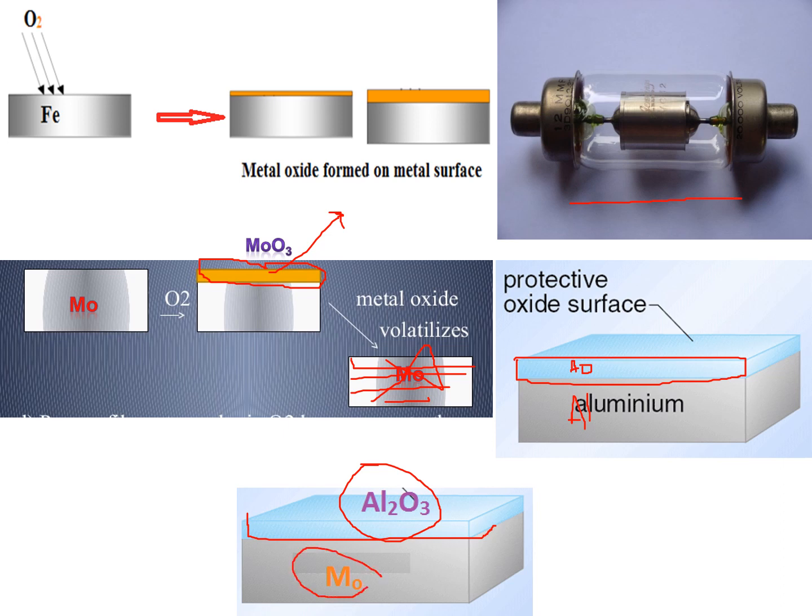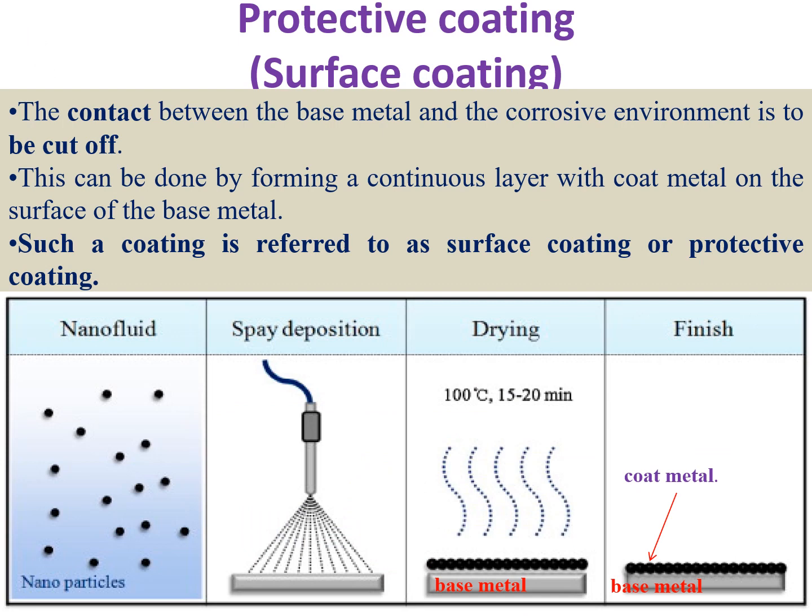So how does this aluminum oxide layer protect? It disconnects the interaction between the atmospheric gases and molybdenum. Here there is no interaction between molybdenum and oxygen. Why? Because there is an interface, aluminum oxide. So aluminum oxide disconnects the connection between the molybdenum and oxygen. By this we can protect the metals. This technique is called surface coating or protective coating.